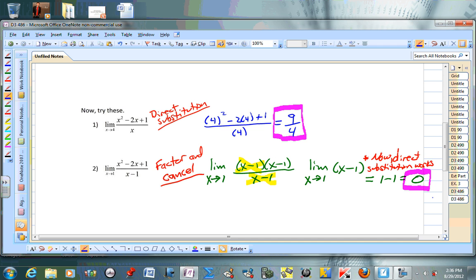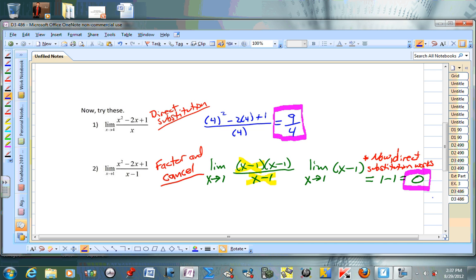On problem number 1, you can see that direct substitution works. So we'll just replace x with 4 and evaluate, and we get 9/4. Our limit as x approaches 4 for this function is 9/4. Problem number 2, direct substitution fails, so we factor and cancel. Then at that point, direct substitution works. We replace x with 1, and our limit is 0.